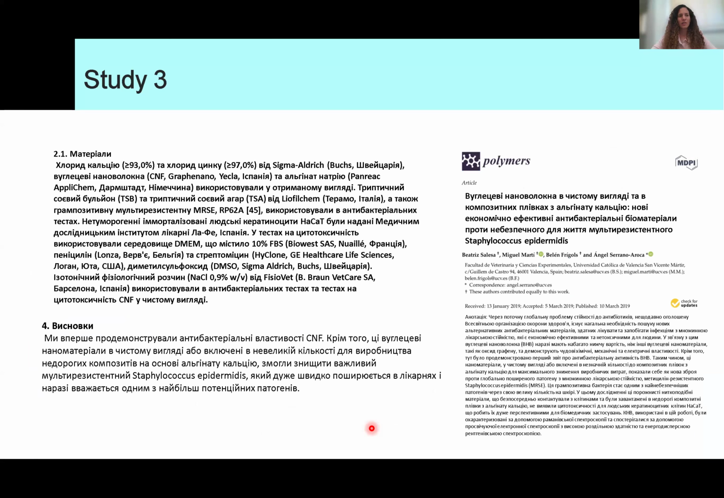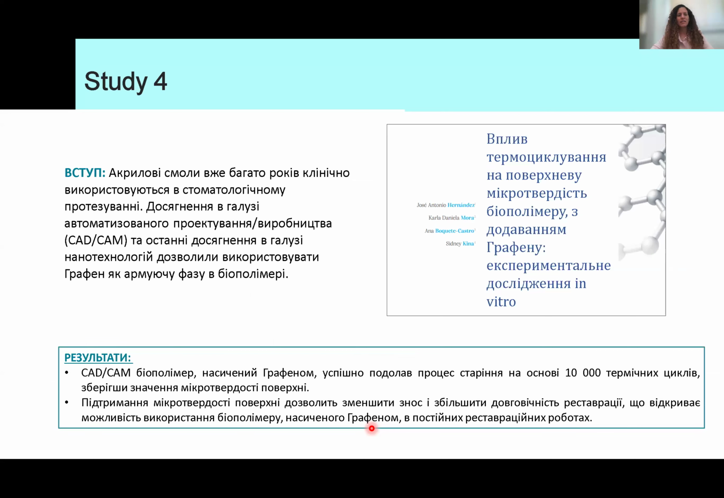Also, we have studies that explain the nanofiber carbons of Graphenano Dental. This is where we produce the graphene, and how this graphene has antibacterial properties. This was an article published in Polymers. And the fourth study talks about the thermocycling process. This type of study lets us know how long the material can last in the long term without changing any properties. In this study, we can see that graphene could withstand 10,000 thermocycling cycles.